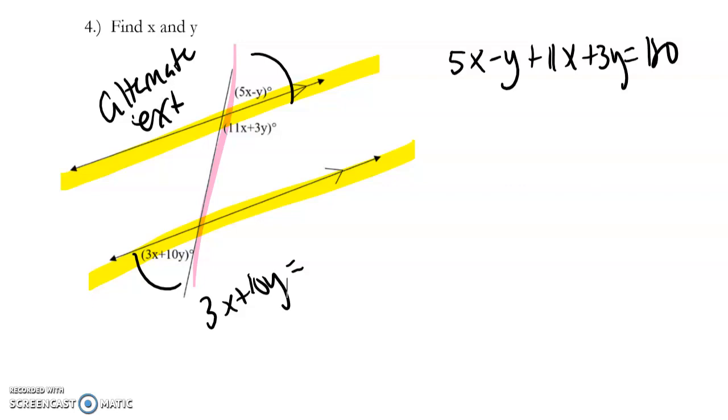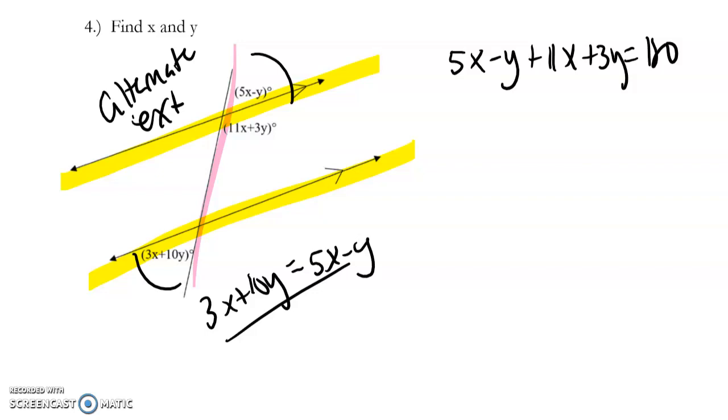Okay, this is continuing the first video. We're finishing up number 4, which is a system of equations. So our second equation is 3x plus 10y is equal to 5x minus y. Notice we have two equations and two variables, x and y, so we're going to solve this like a system.